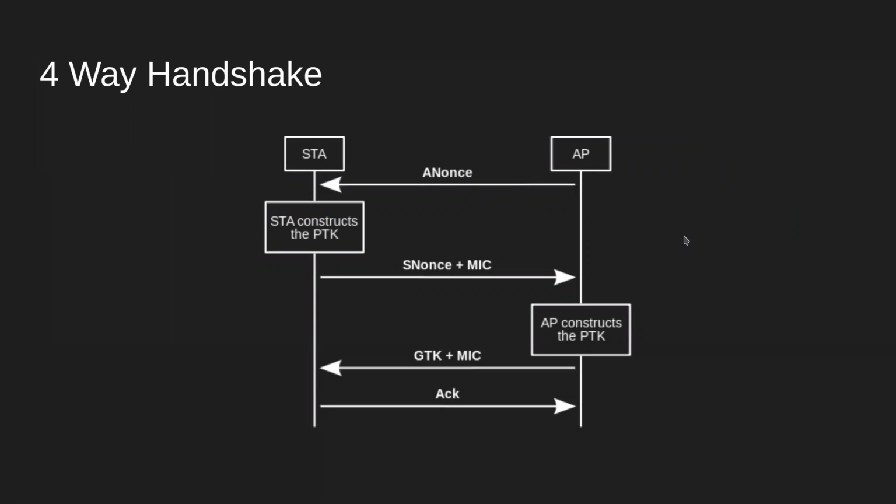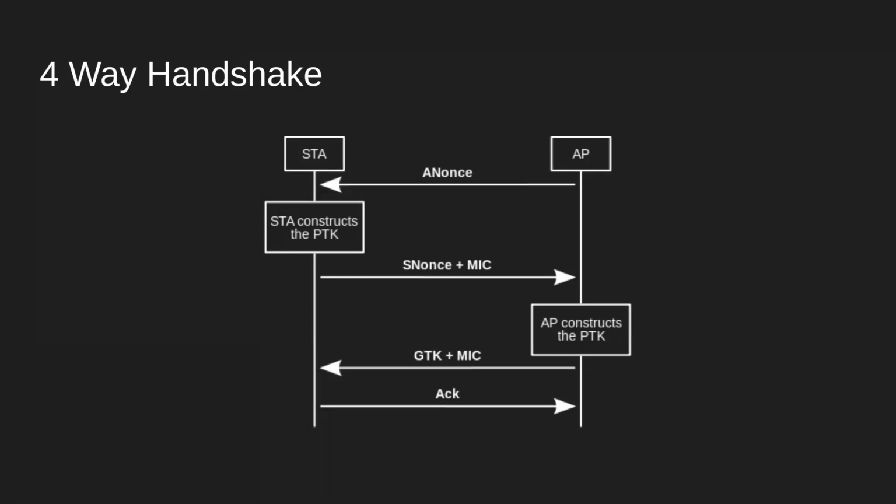So STA here is short for station, and AP is access point. So the access point sends a random number to the station. The station is the client, and that number is known as a nonce. The idea of the nonce is that it's random and you're never supposed to use it twice. And the client sends a nonce back to the access point. While it does that, it's also constructing the PTK, and it uses the PTK to generate an authentication code that can only be generated by someone with the PTK, and that's the MIC.